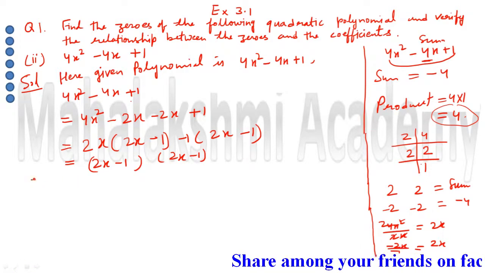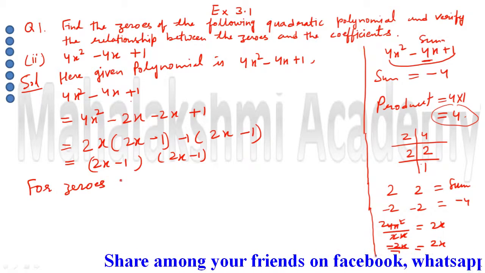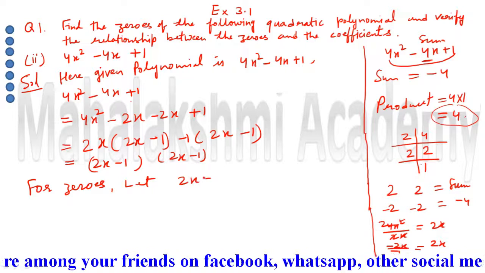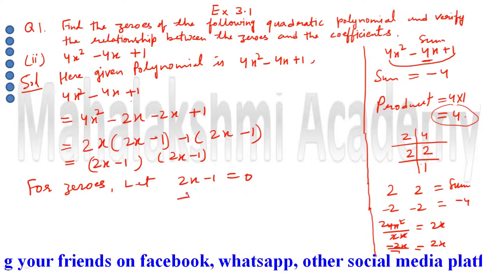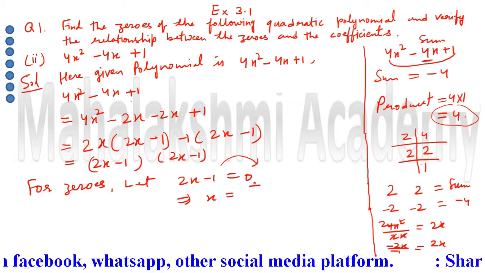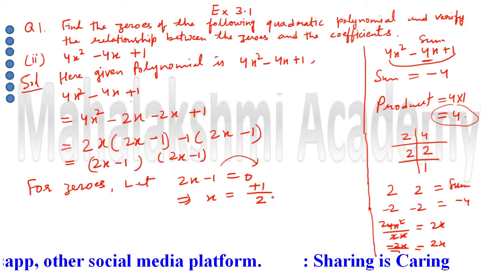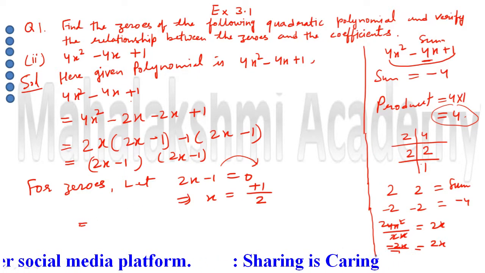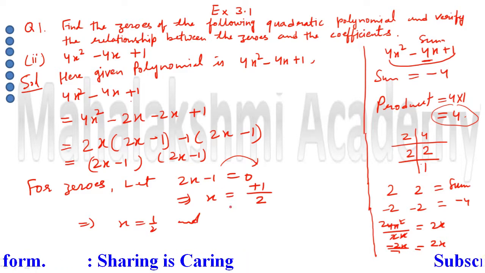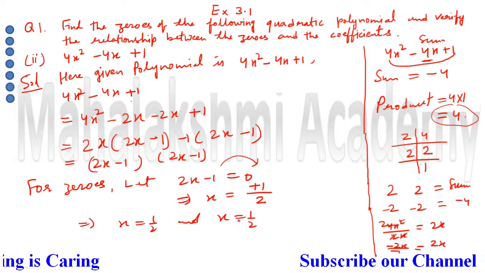So we write down the zeros. Let 2x minus 1 equal to 0, which implies x is equal to, so this 1 will go to the other side, so it is going to be plus 1 upon 2, this 2 is in multiplication, so it is going to be in division. So from both the cases, we are going to get x is equal to half, and from the second case also, you will get x is equal to half. So these are your two zeros.